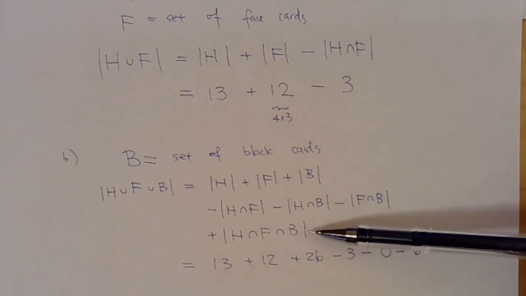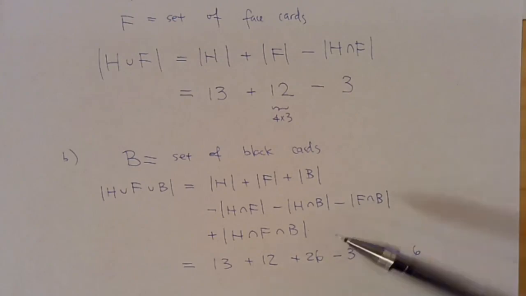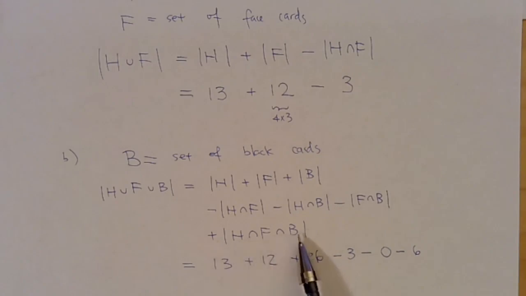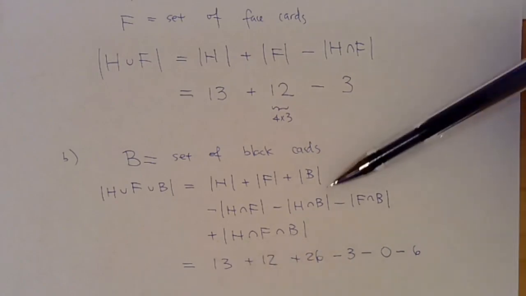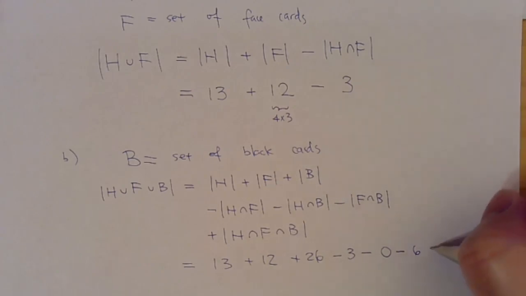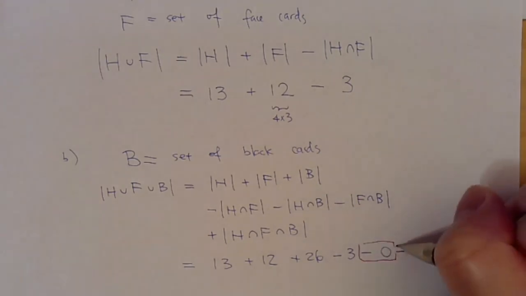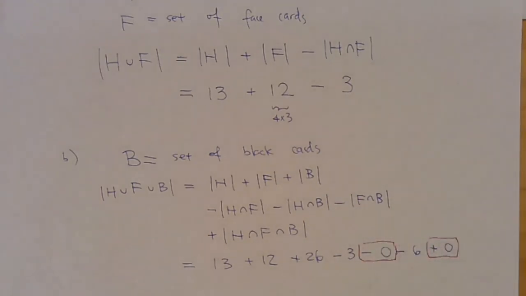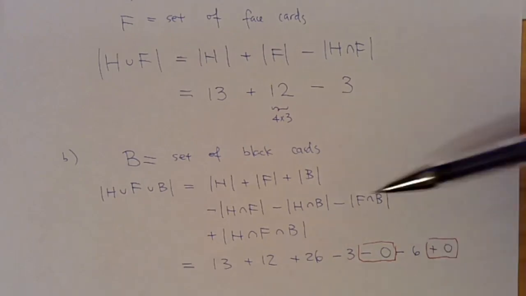Finally, hearts and face card and black. Well, that's not possible because heart and black, those 2 sets are disjoint. Yeah, just like here, that's 0. So this is also 0. So we see the minus 0 here and the plus 0 here. That's trying to account for this part.